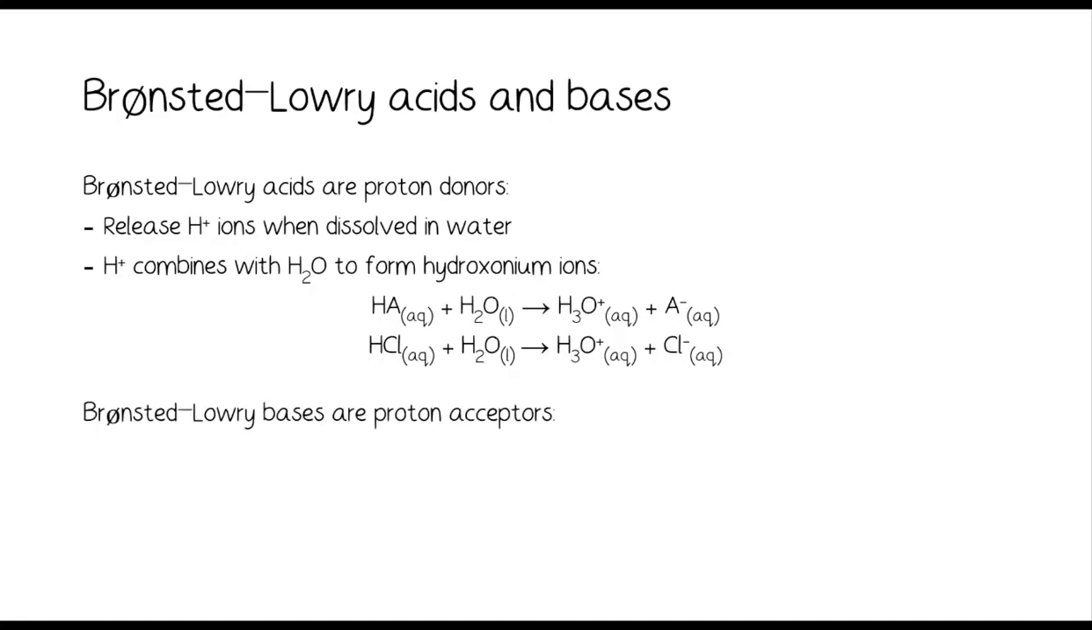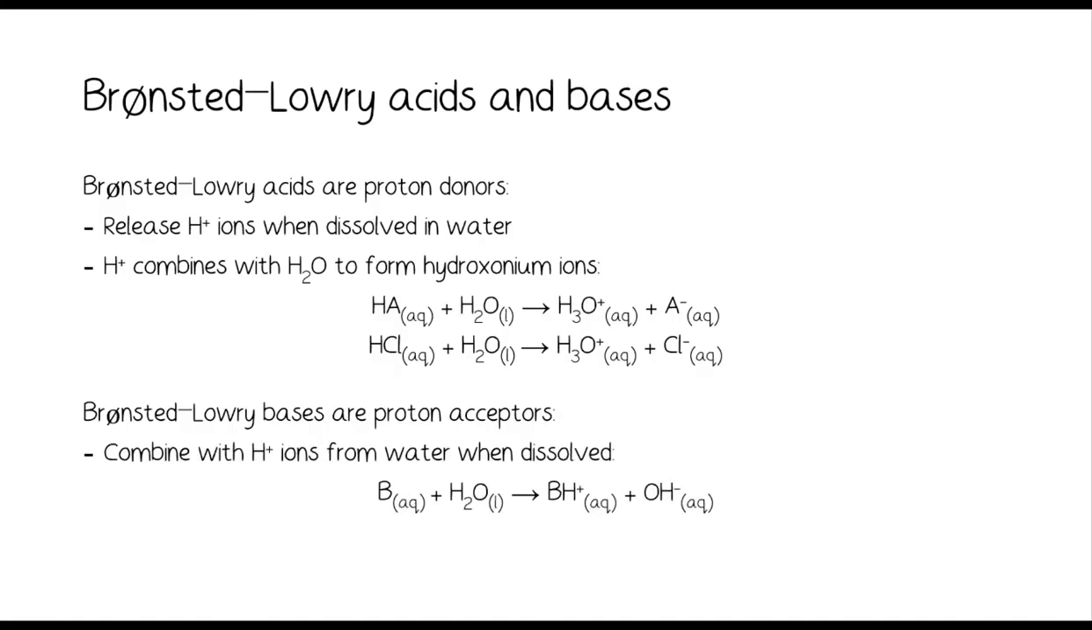Brønsted-Lowry bases are proton acceptors, and if you dissolve a base in water, they combine with H plus ions from water. So in this example here, the base B and water gives you BH plus, it's accepted the proton, and OH minus. And an example is ammonia. If you combine ammonia with water, you get NH4 plus and OH minus. It has accepted that proton. You can see that there's an H plus on this here, where it wasn't here.